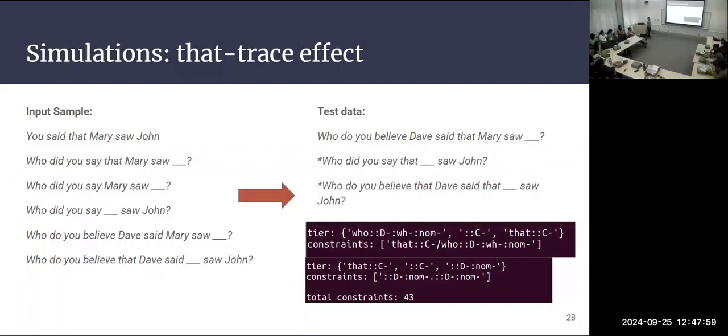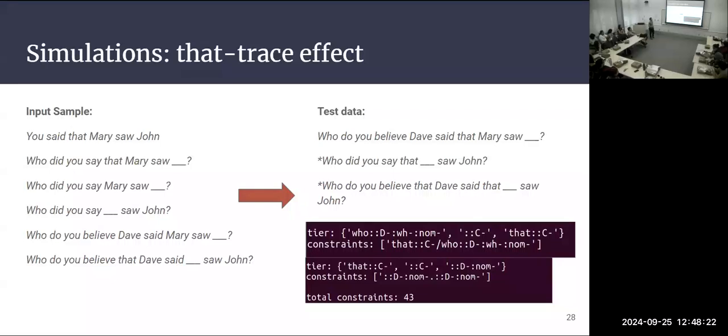And it's projected on this tier with certain things on it. This is roughly what we had, although this looks a little different, but I won't get into why that is. So I put together this test data set, also very small. It's got this one grammatical sentence that was unseen in the training data. Who do you believe Dave said that Mary saw? And it's able to say, yep, that sentence is fine.